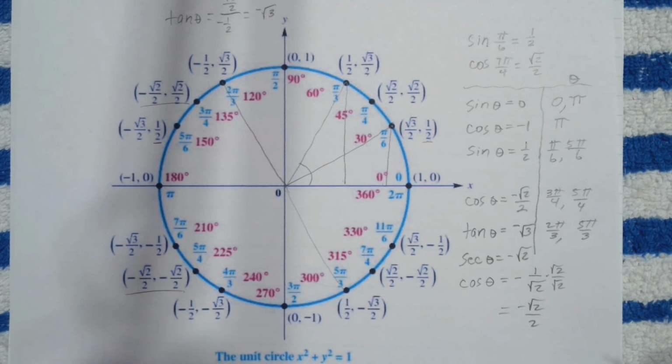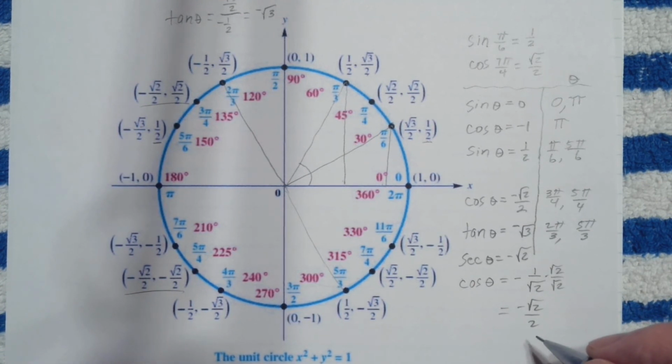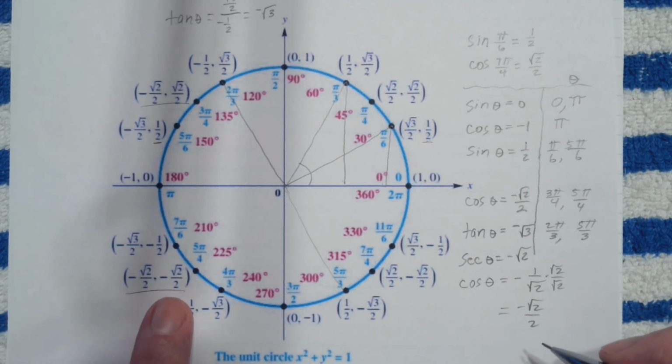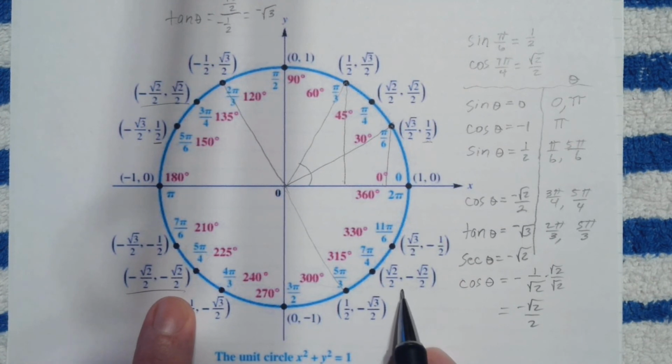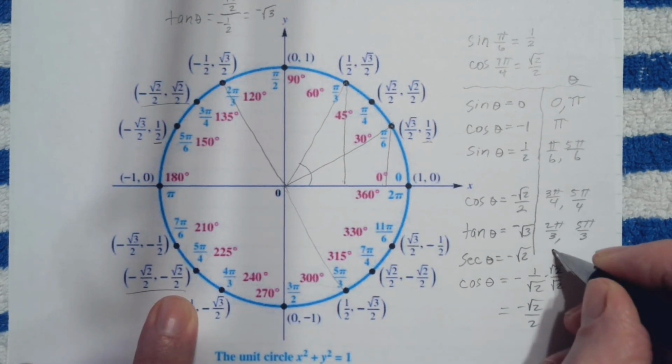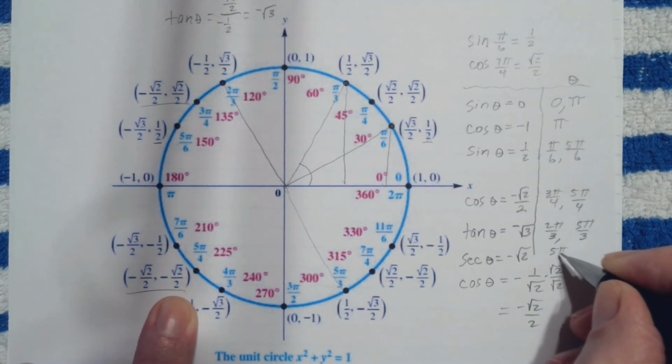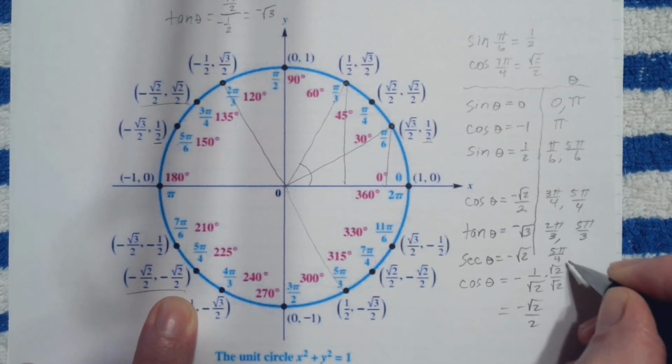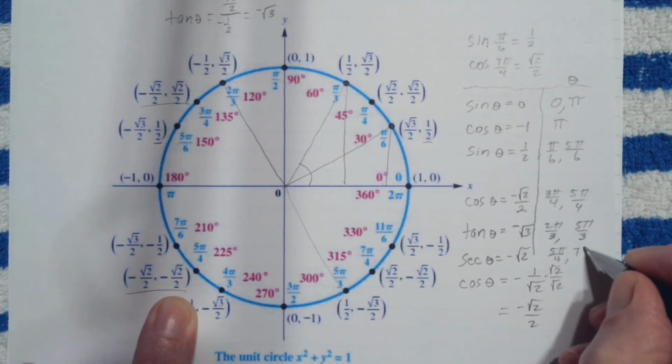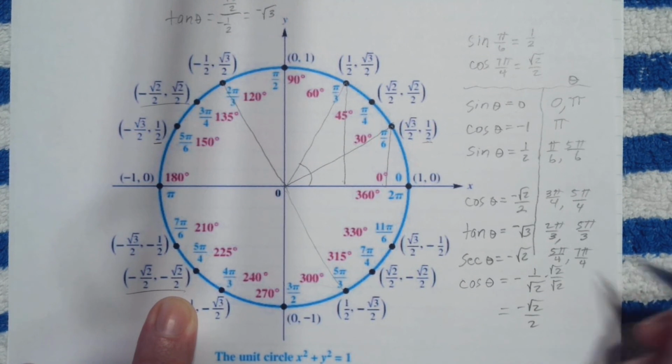So where is the cosine negative square root of 2 over 2? Well, remember cosine is the y value, and it needs to be negative. So that's going to happen here, and it's also going to happen here. So it's at 5 pi over 4 and 7 pi over 4.